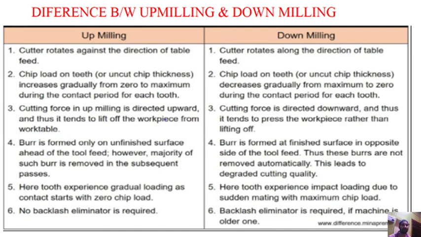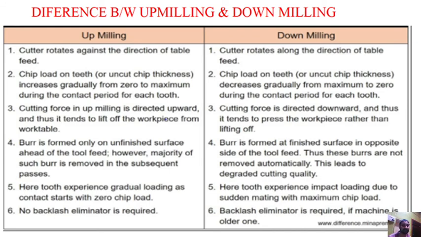In up milling, the cutter rotates against the direction of table feed, whereas in down milling the cutter rotates in the same direction as the table feed. Chip load on teeth: uncut chip thickness increases gradually from zero to maximum in up milling, whereas in down milling the chip thickness is maximum at the beginning and minimum at the end of the cut.